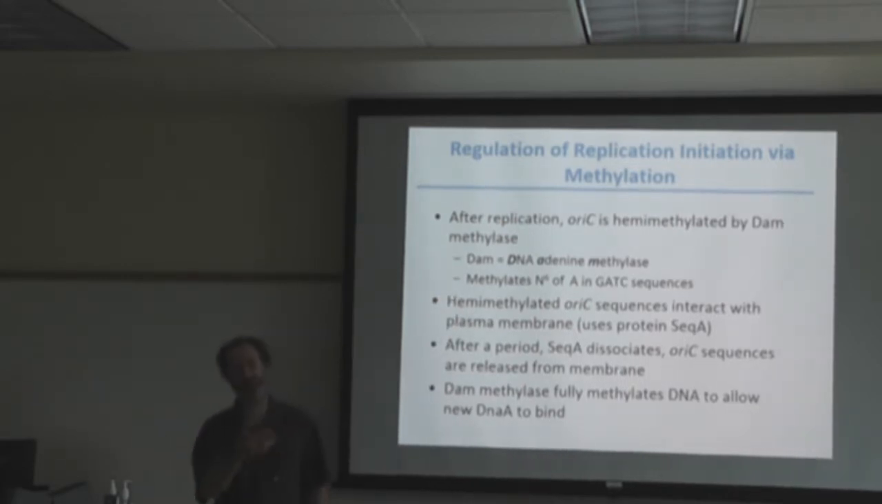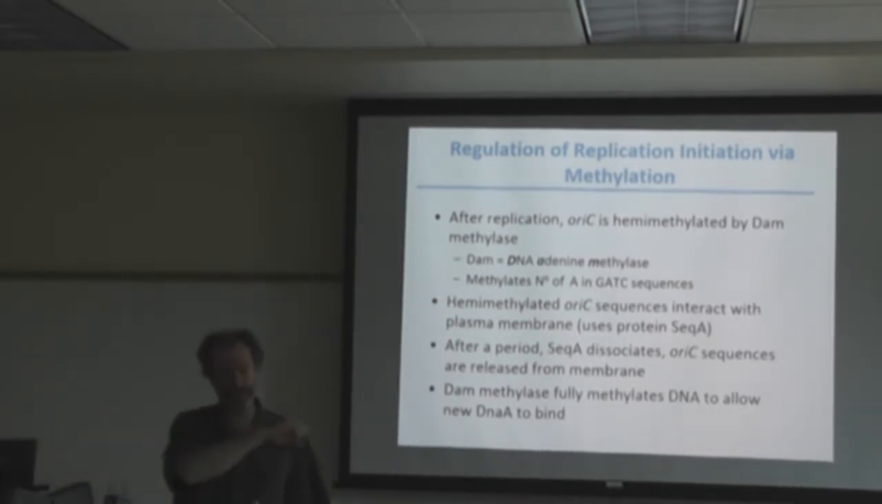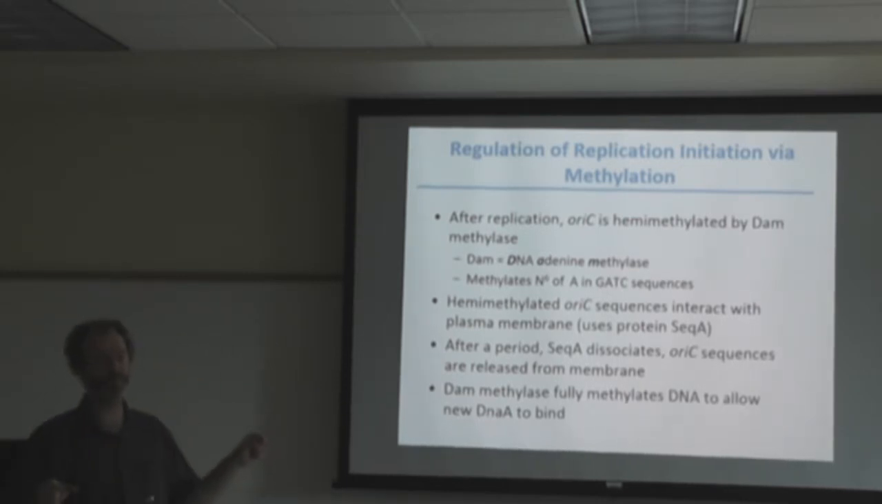So what importance would that have, do you think? Having a hemimethylated replicated chromosome, why doesn't it just methylate it as soon as it makes that sequence? As soon as it copies it, why does it wait? Any ideas? Needs to stick to the side of the cell. Perhaps that helps with that, but the real reason is for error.